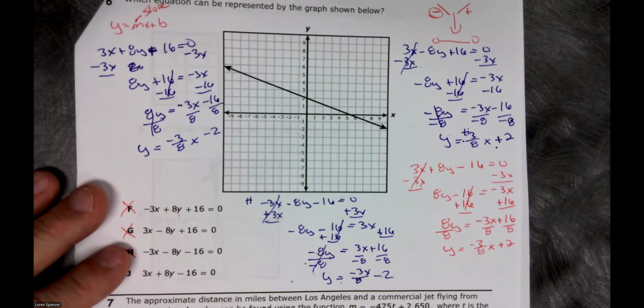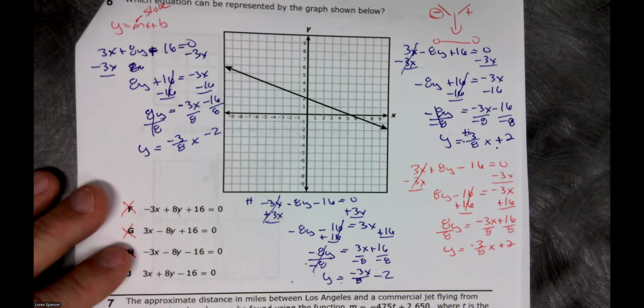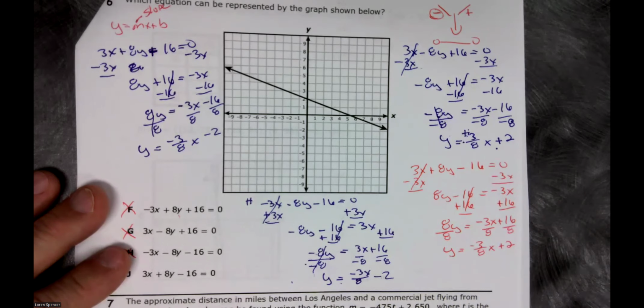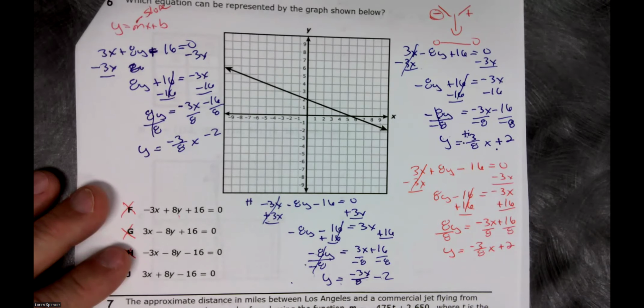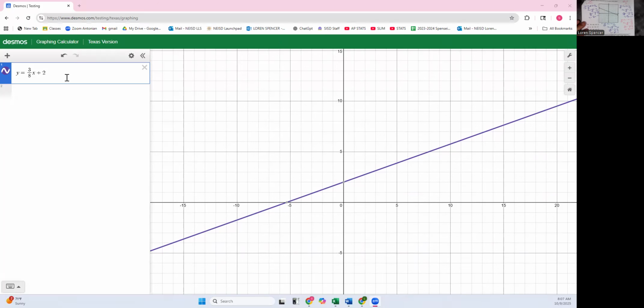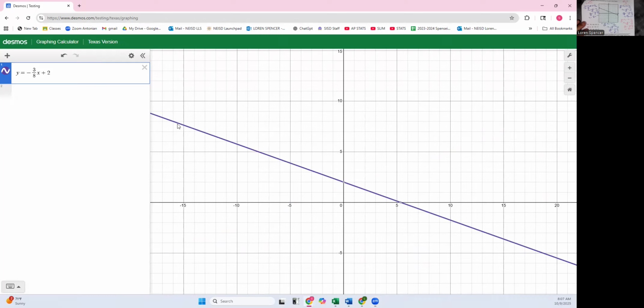All right, let's go to Desmos and hopefully we didn't make a mistake and have to go back and hunt. So I'm probably going to quit. All right, just kidding about that. So I have y equals, in this case, negative 3/8 x plus 2. And look, it's crossing at 2. I have a downward slope. J is, in fact, the correct answer. Okay, moving on.